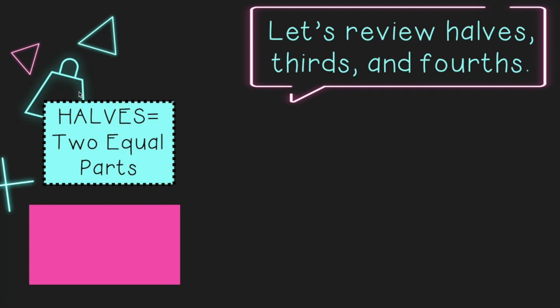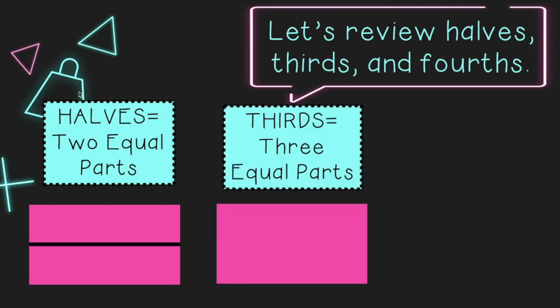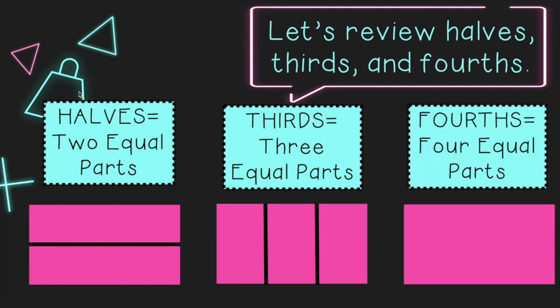So remember, halves means there are 2 equal parts in a shape. So we have a rectangle here. I'm going to partition it into 2 equal parts. Thirds means there are 3 equal parts, and I have vertical lines to create 3 equal parts out of my whole rectangle. And then fourths means I have 4 equal parts, so I have a rectangle, and I'm going to partition it using vertical and horizontal lines to create 4 equal parts.